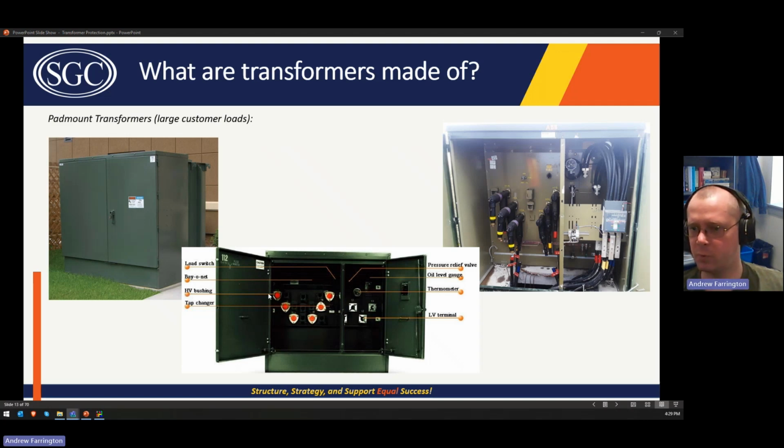Inside one compartment will be the high voltage bushings. This is showing that this has a no de-energized tap changer or no load tap changer. Then you've got the low voltage terminals on this side. This particular transformer has a thermometer, oil level gauge, and a pressure relief valve. And then this is kind of another view of the inside of one. They'll have typically a foundation that has a hole in the middle, and that'll be where the underground cables go. So these are the high voltage connections, and then these are the low voltage connections here going down into the building.